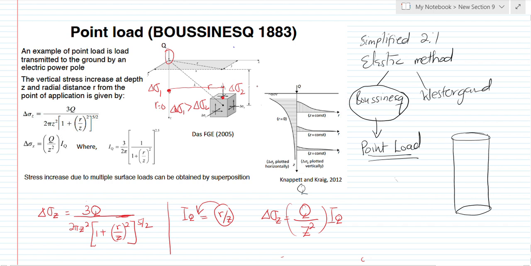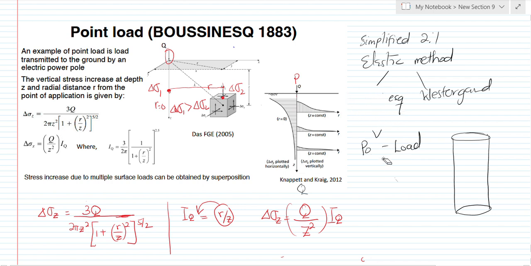Now, if you look at the graphical representation, this is the point load. When it is applied, as we are moving down, the stress decreases. That is directly beneath it. Then laterally, the stress also decreases. So this is at a particular depth, at a constant depth. You realize that there are two things that are happening here.